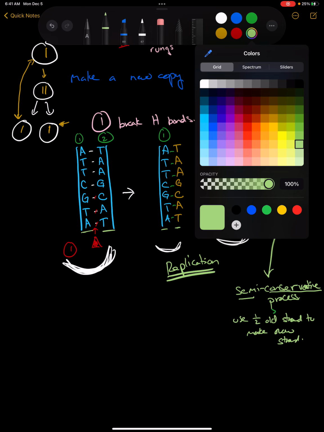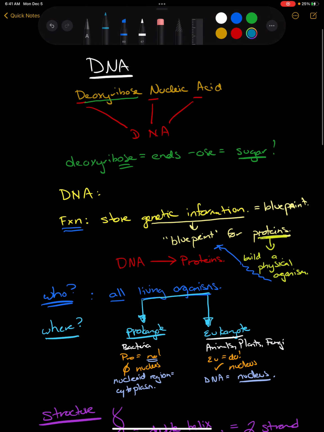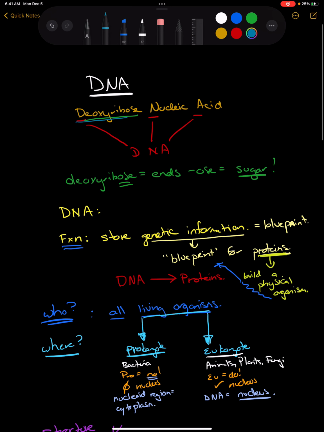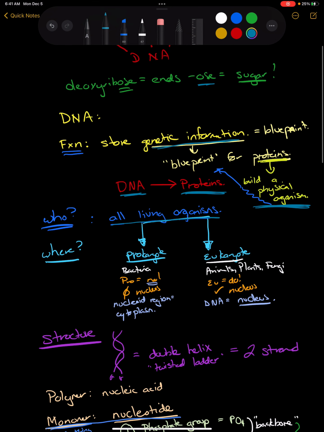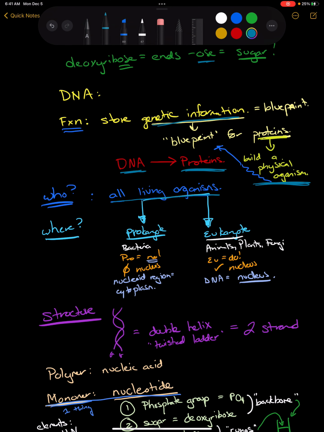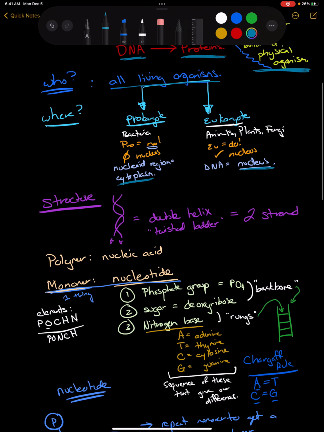All right, let's recap here. So DNA stands for deoxyribose nucleic acid. Deoxyribose is a sugar because it ends in ose. The function of DNA is to store genetic information, which will build my physical organism. So it goes from DNA to proteins, holds my information, physical manifestation of it. All living things have DNA, just depends on where. If I'm a prokaryote, it's going to be in the cytoplasm. If I'm a eukaryote, it's in the nucleus.